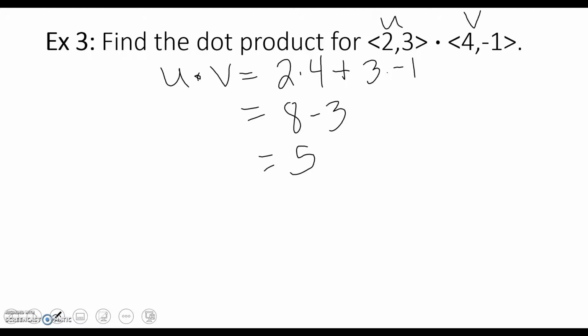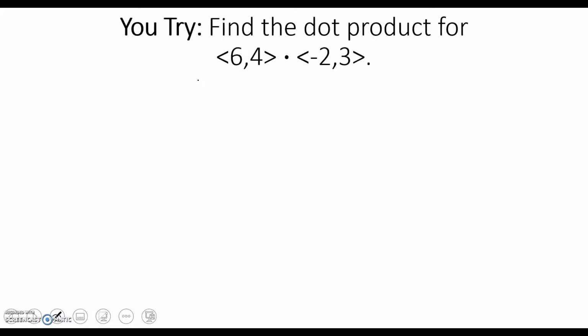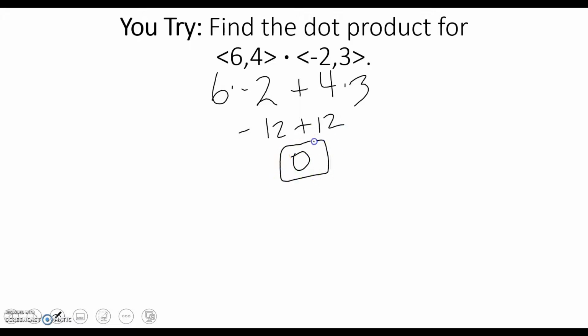Pretty simple, right? Okay, you try one. Find the dot product of the vector (6, 4) and the vector (-2, 3). Try this and see what you get. All right, did you get 0? If you got 0, then you were correct. You will do 6 times negative 2 plus 4 times 3, which is negative 12 plus 12, which is equal to 0. So the dot product of those two vectors would be 0.